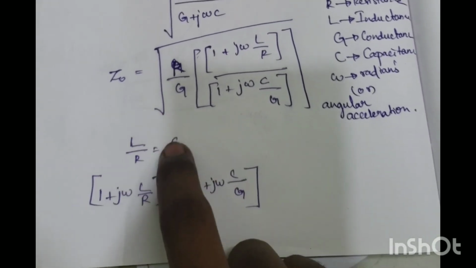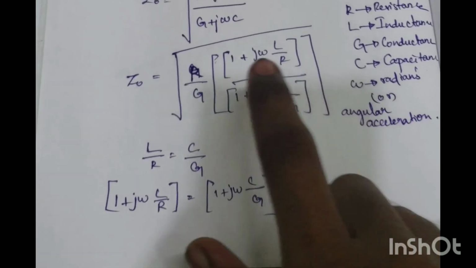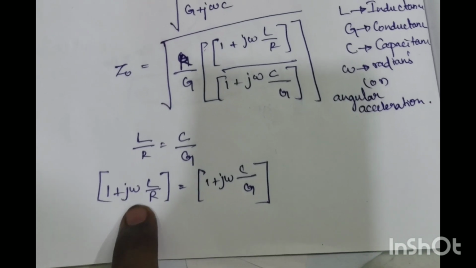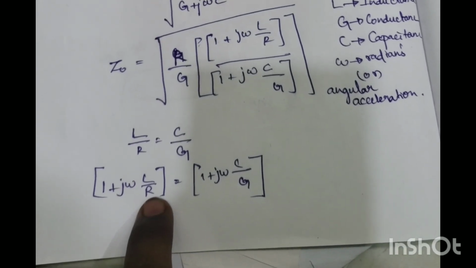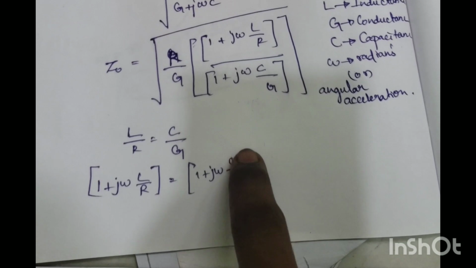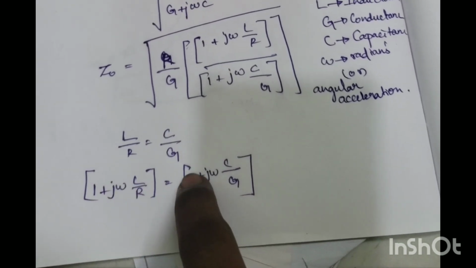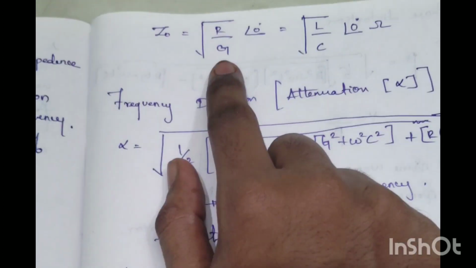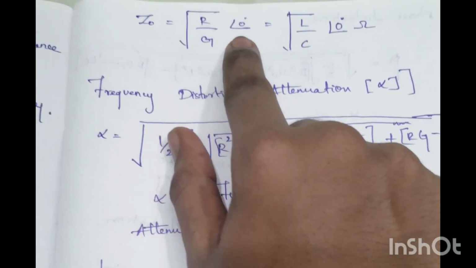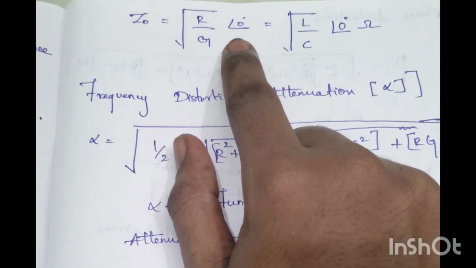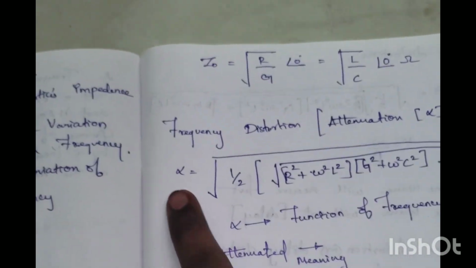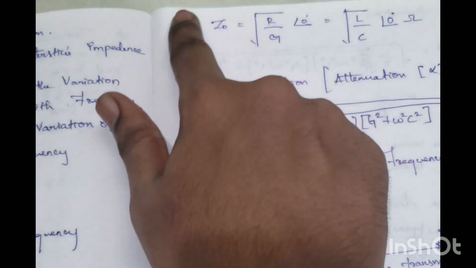We can substitute this in, so 1 plus j omega l divided by r equals 1 plus j omega c divided by g, and we make the cancellation. Then the characteristic impedance is root of r divided by g with angle 0, which is nothing but 1, so we get root of l divided by c as the final form.